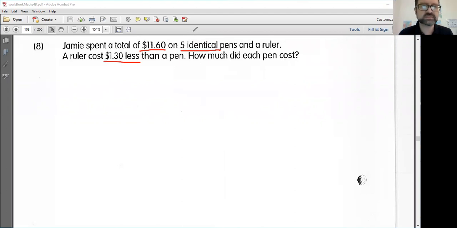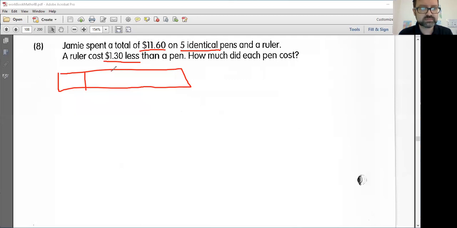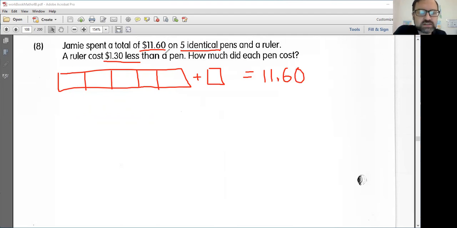So this one, we have 5 pens here. Boop, boop, boop, boop. All right, I got 5 pens plus a ruler equals 1160, or $11.60. All right, and a ruler costs $1.30 less than a pen. How much did each pen cost?